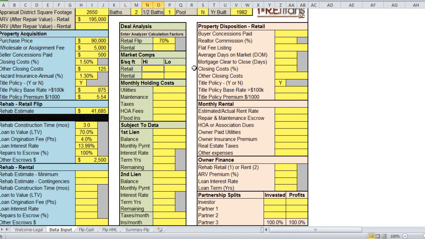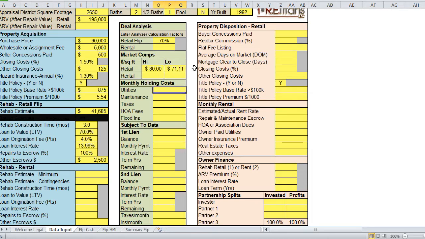So based on our market comps that we got from our realtor, we know that the high-end price per square foot in the area that we are doing this flip is $80, so I'll enter that in the high end. And we've been told the low-end retail for a retail flip, that's a property that has been repaired, is $71.11, so I'll enter that into that field.